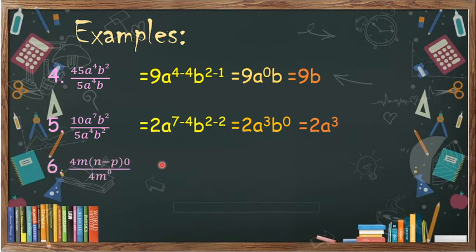Next, 4m times the quantity of n minus p raised to the 0 power, divided by 4m to the 0 power. Since both n and p are raised to 0, we write 1. Then m raised to 0, that is 1, and 4 is not included. Then we can cancel that 1 and 1 because 1 divided by 1 is 1. So we get 4m divided by 4. And 4 divided by 4 we also get 1. Then we get the final answer m.